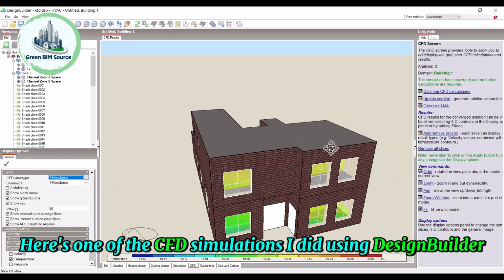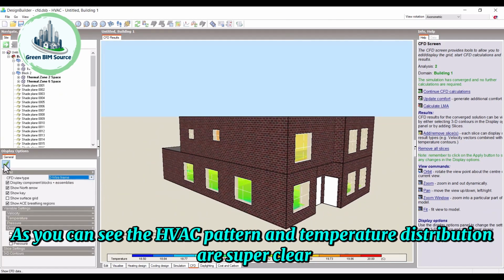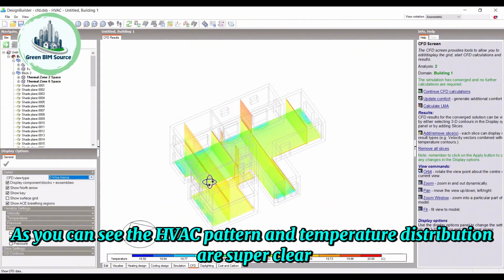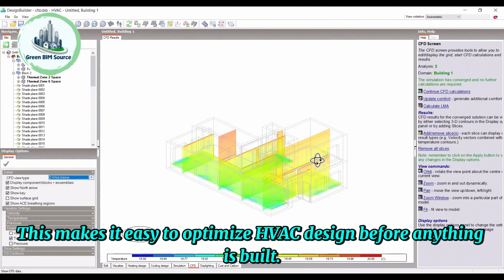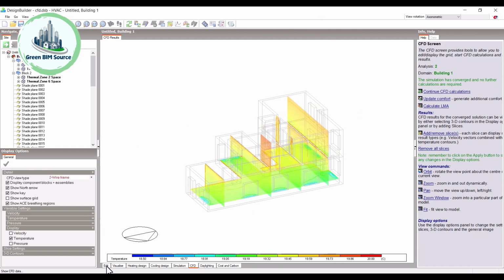Here's one of the CFD simulations I did using DesignBuilder. As you can see, the airflow pattern and temperature distribution are super clear. This makes it easy to optimize HVAC design before anything is built.